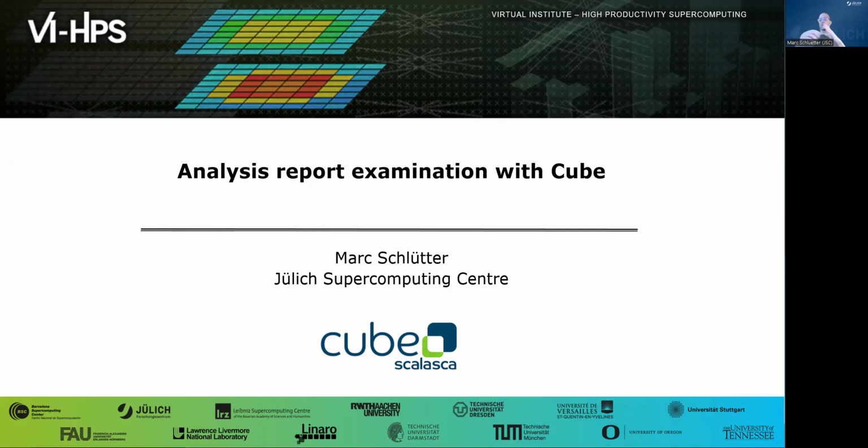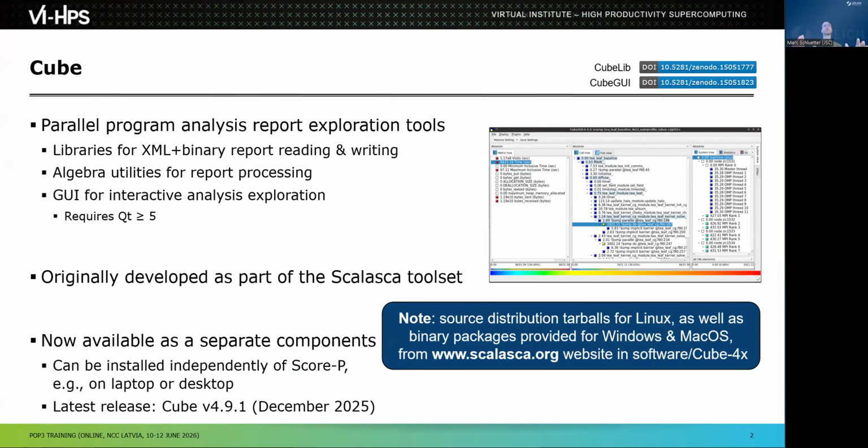Now we will continue with the GUI side of things with Cube. And Cube is basically a set of tools that contain the command line elements with the library behind it and the GUI itself, which is currently running on Qt larger than 5. At some point, we'll probably switch completely to Qt 6. This was originally developed as part of the Scalasca toolset, but in the process of going for different components, it was split off and is now released separately. The latest release is 4.9.1 from the beginning of the year.